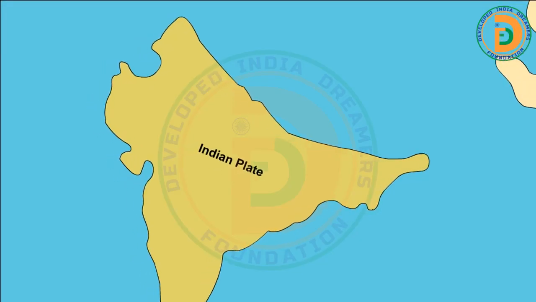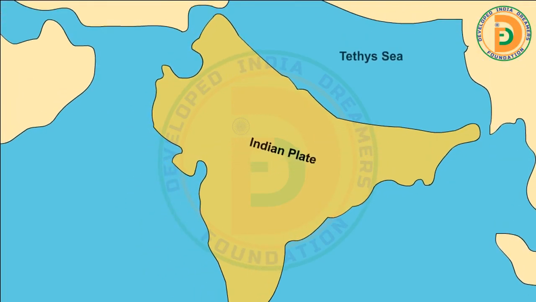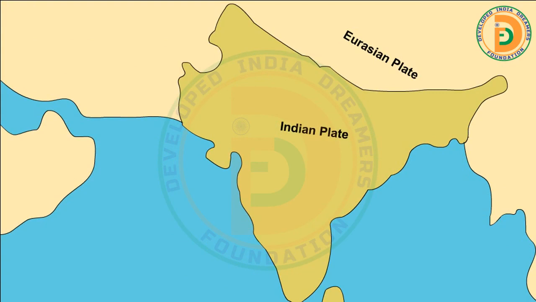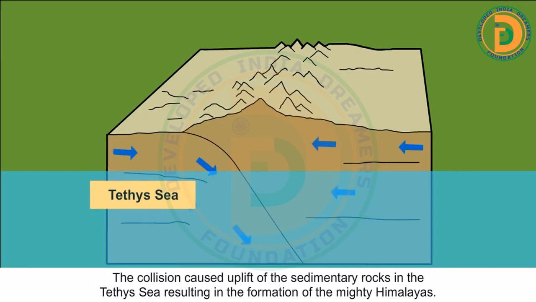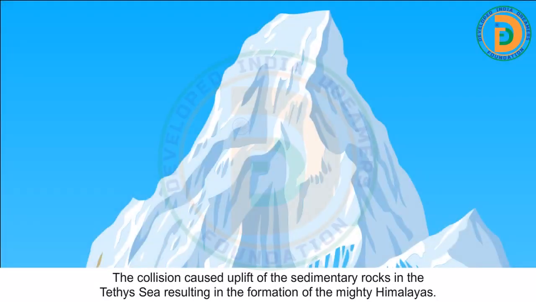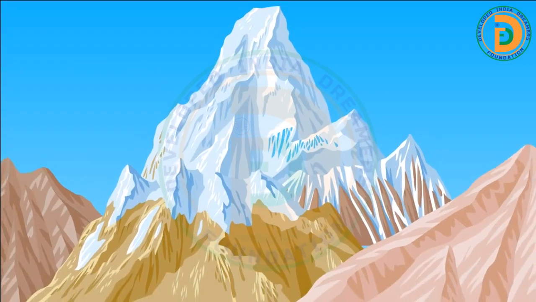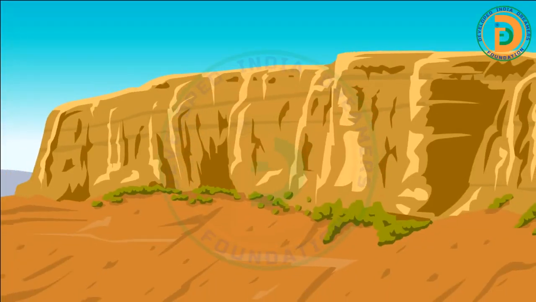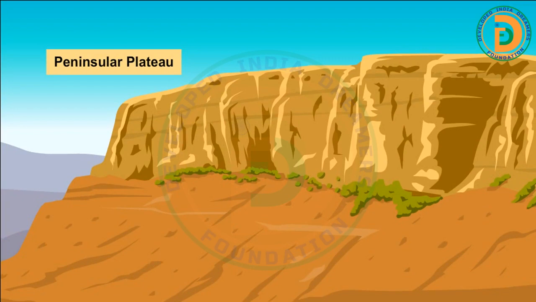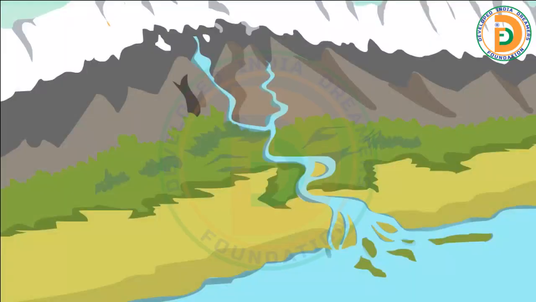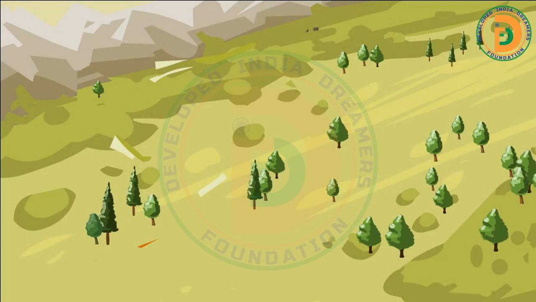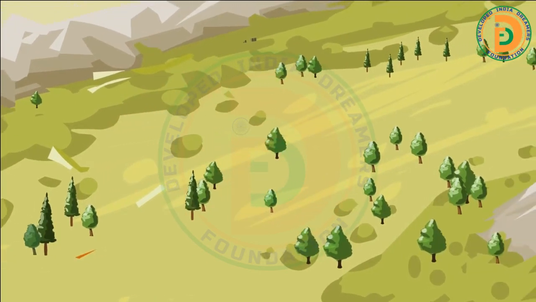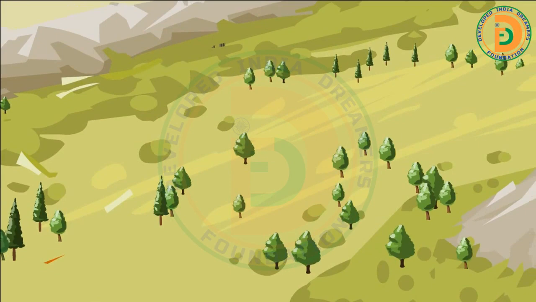Of these, the Indian plate drifted upwards and collided with the much larger Eurasian plate. The collision caused uplift of the sedimentary rocks in the Tethys Sea, resulting in the formation of the mighty Himalayas. While the Himalayas were uplifted, the northern edge of the peninsular plateau caved in, forming a huge depression. Deposits from the rivers flowing from north and the peninsula in south filled up this depression, creating a very fertile flat land of alluvial soil, which we know as the northern plains today.